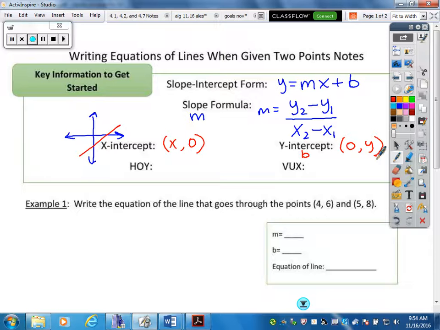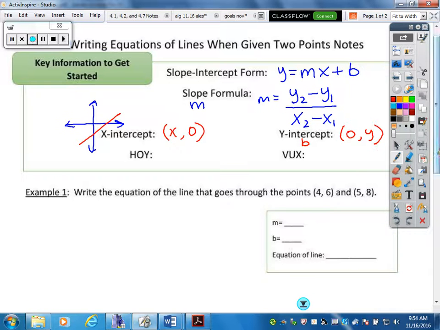Okay, and then a reminder of what the terms HOY VUX mean. HOY stands for horizontal, so a horizontal line with 0 slope going through the y-axis. So it's in the form of y equals some number. Alright, so for example, y equals 2 might look like this, if that's a positive 2 there. 1, 2.